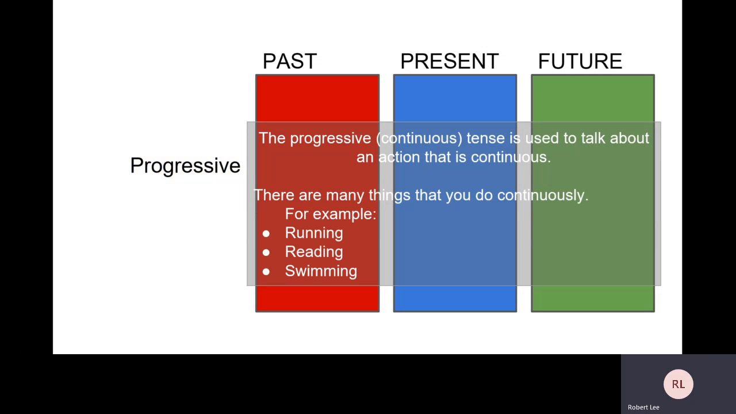The progressive tense is used to talk about an action that is continuous. That's why it's sometimes just called the continuous tense. So think about all the verbs that you do continuously. Some of my examples include running, reading, swimming, any of the verbs that you might do over a period of time can be used in the progressive tense.